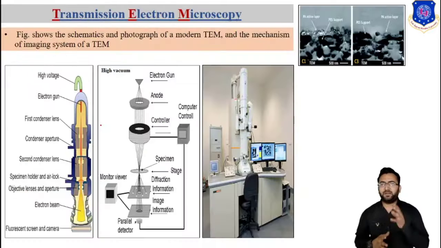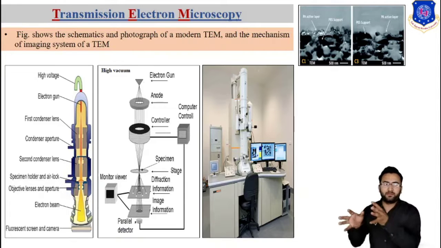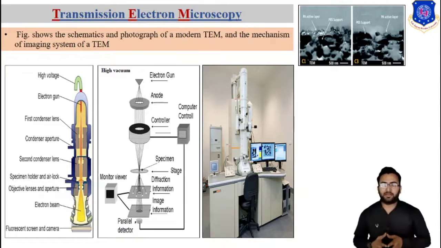This figure shows a schematic and photograph of a modern TEM and the mechanism of the imaging system of TEM. So let us understand how the TEM works. You can see the figure on your screen. This is the structure of a TEM, or transmission electron microscope. It is an optical part. You can see something written, high vacuum, because the entire TEM setup works under high vacuum. We will study why we take high vacuum in a TEM setup.